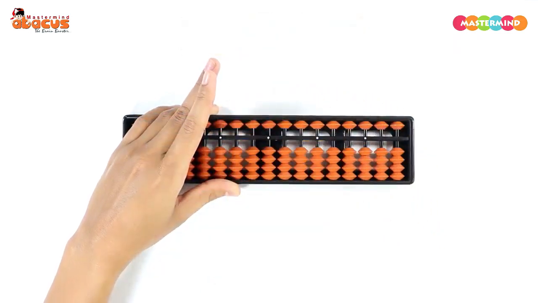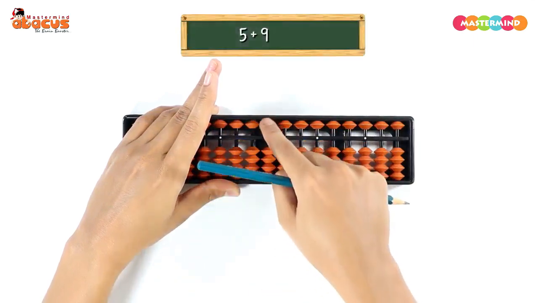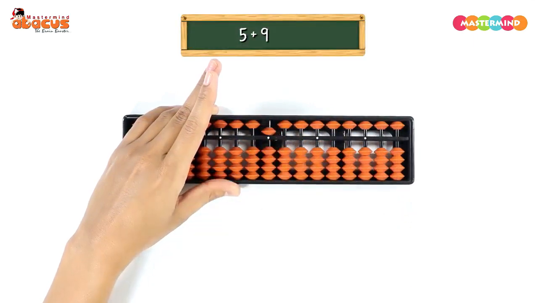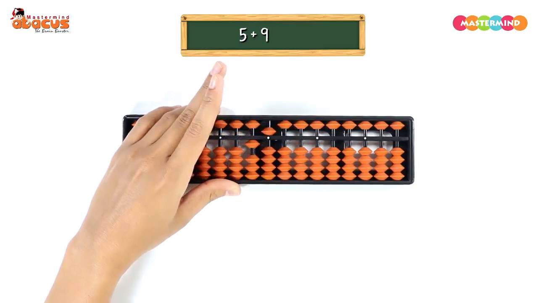So let us see the question once again. We have 5 on the abacus. Now we have to add 9. We know to add 9 with the help of big friend, we should do add 10 and less 1. We can do add 10. Let us do add 10 on the tens rod.